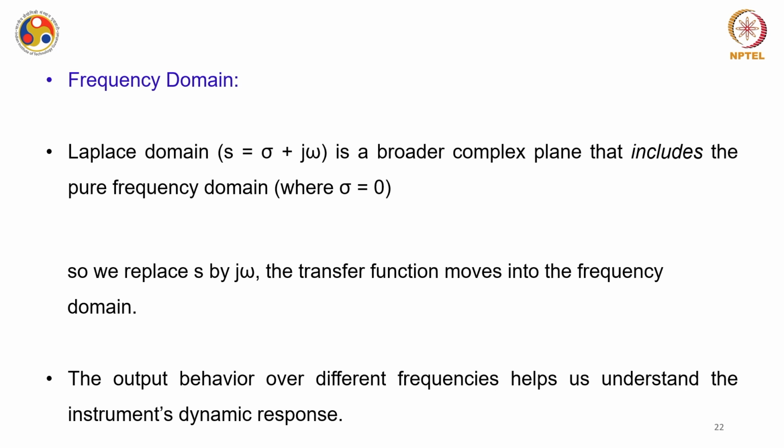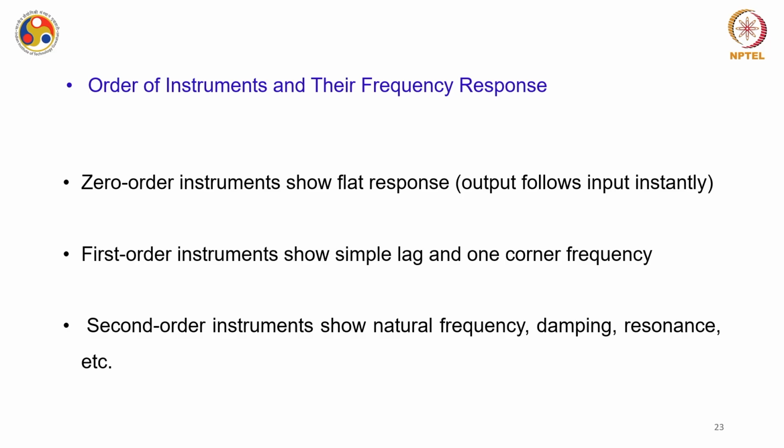Now, sometimes you also have to deal with the frequency domain. In the Laplace domain, you know that s is sigma plus j omega, which is a broader complex plane that includes the pure frequency domain where the sigma part is 0. So you can think of it as just replacing s by j omega, and the transfer function moves into the frequency domain. The output behavior over different frequencies helps us understand the instrument's dynamic response as well as its dynamic characteristics.